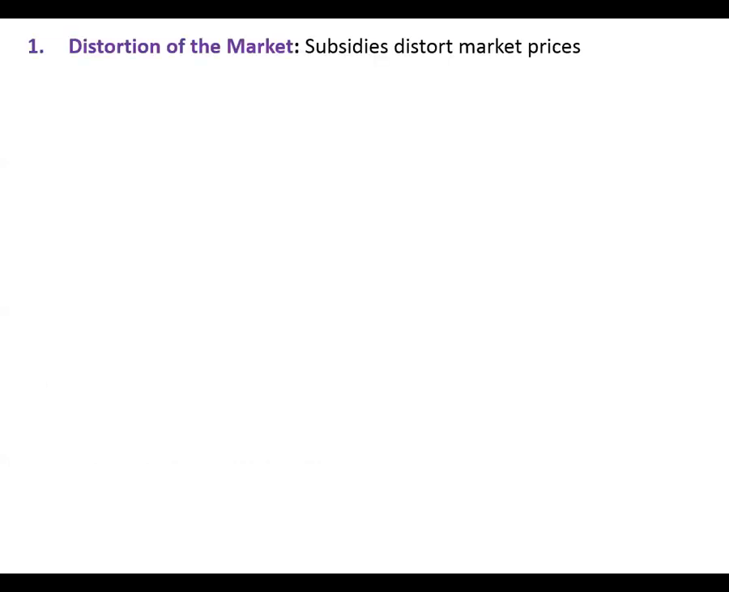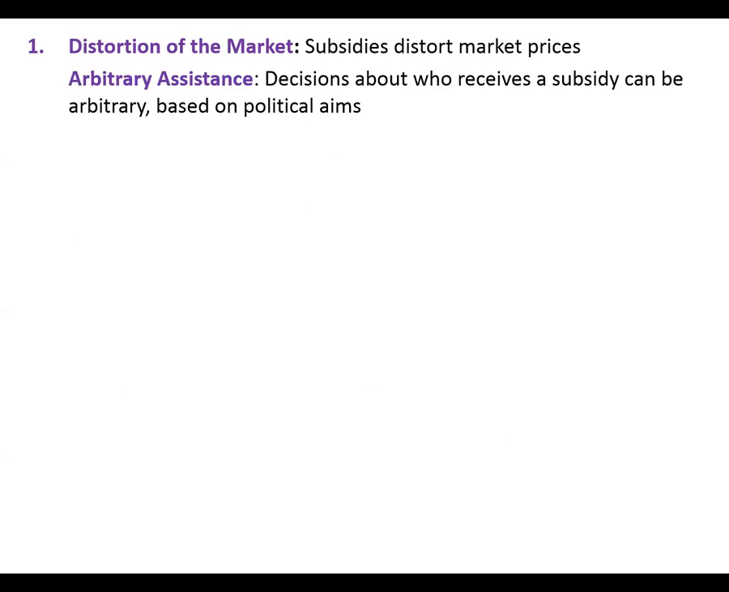Some other points is that, again, I said before, it distorts the market. Subsidies distort the market price. It does away with the movement of the free market. Arbitrary assistance. Decisions about who receives a subsidy can be arbitrary based upon political aims. One political party may think that one political group deserves more or less assistance than another.